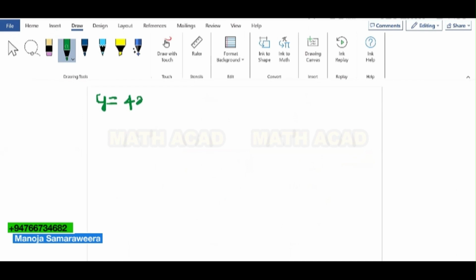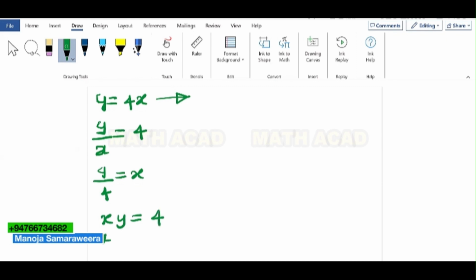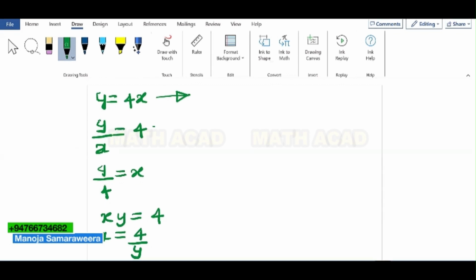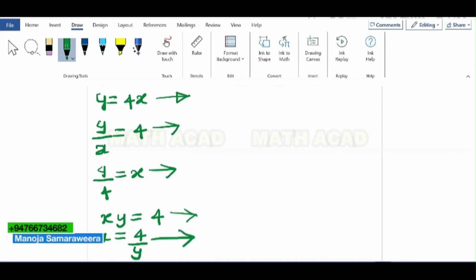Y is equal to 4x. You can write the type of the variation: inverse, direct, or neither. Y over x is equal to 4. Y over 4 is equal to x. X times y is equal to 4. X is equal to 4 over y. Okay, you can try. It's okay to make mistakes. The thing is, you can learn from your mistakes. You can read, I will write.